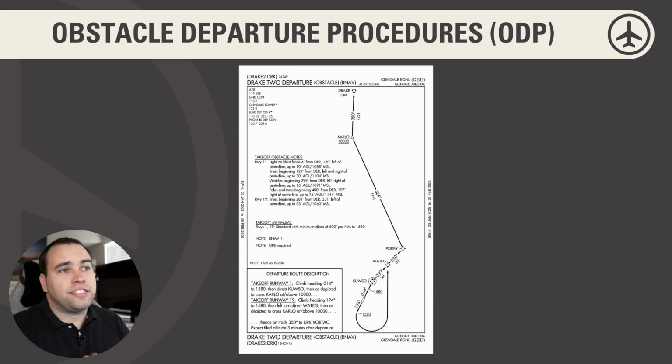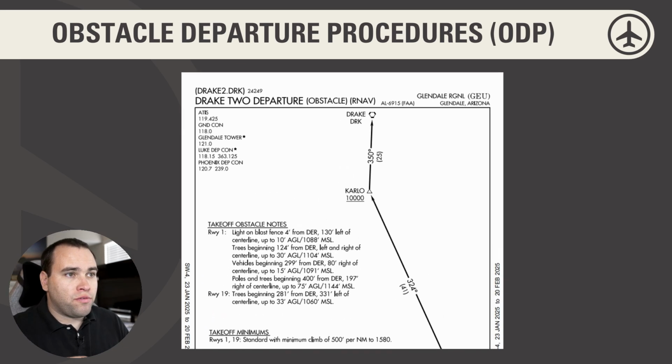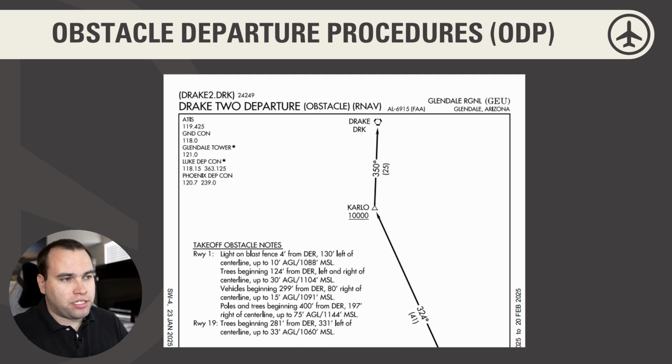So let's take a look at this Drake 2 departure, and let's pretend we're actually going to fly it. We're going to take off from runway 19, and we're going to fly this departure procedure. So first of all, if we take a look up here at the top, we talked about the fact that we need to have RNAV for this, but let's take a look at some of these takeoff obstacle notes. They're good to know here before we depart.